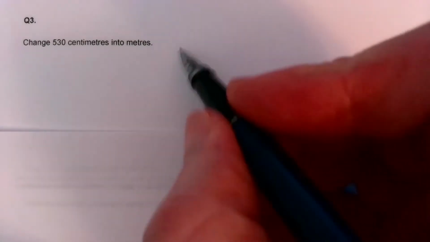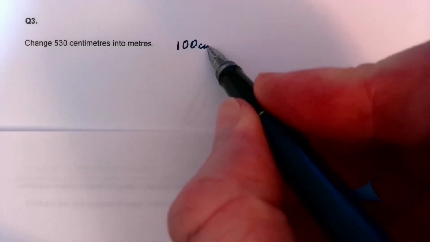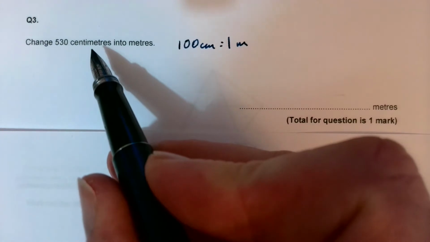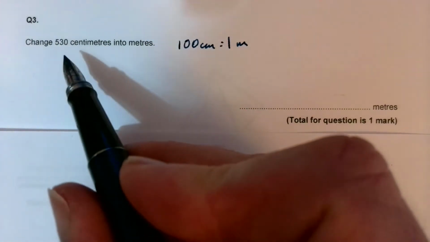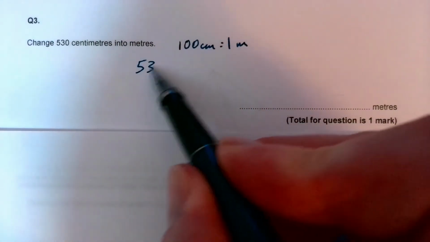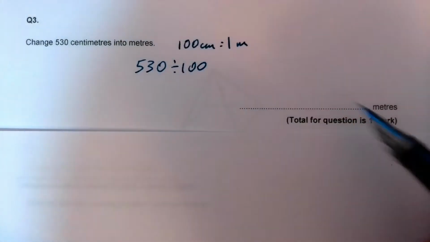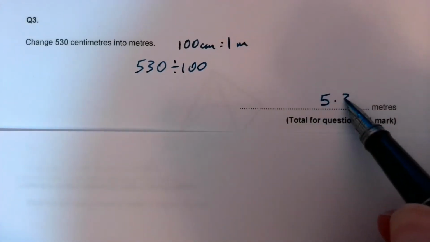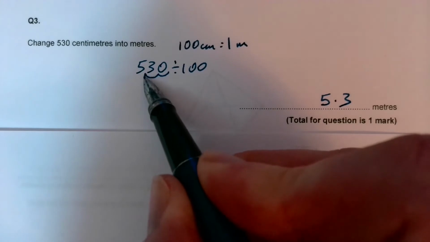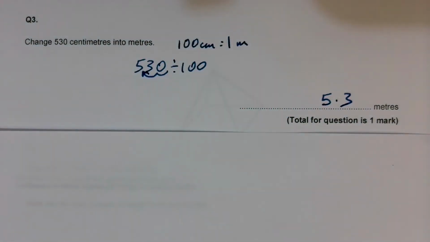Question 3. So here the key thing is that 100 centimetres equals 1 metre. So to go from centimetres, you need 100 to make 1 metre. So you need to divide by 100, which gives you 5.3, because you move the decimal point 2 places.